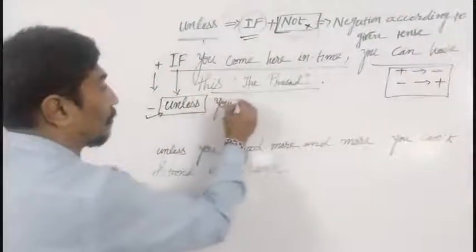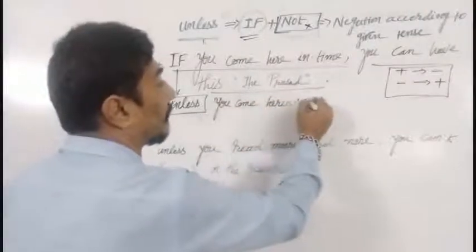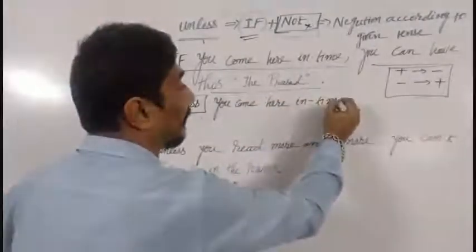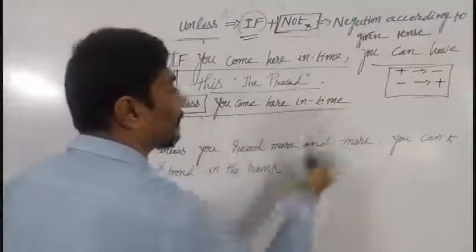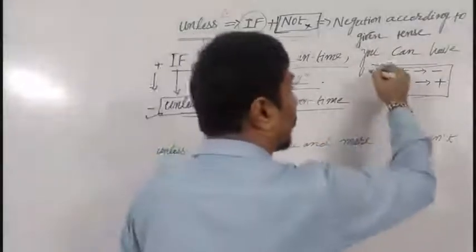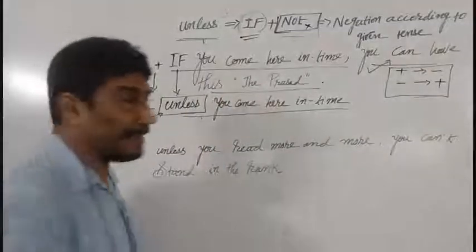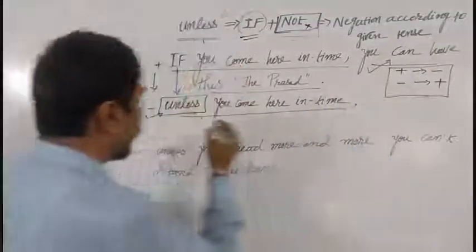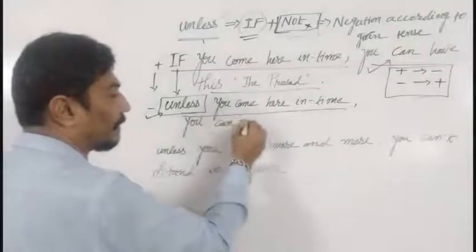Unless you come here in time, it indicates an entirely negative sense. So what we have written here, the positive sense, we have to convert into negative sense: can is converted into cannot.